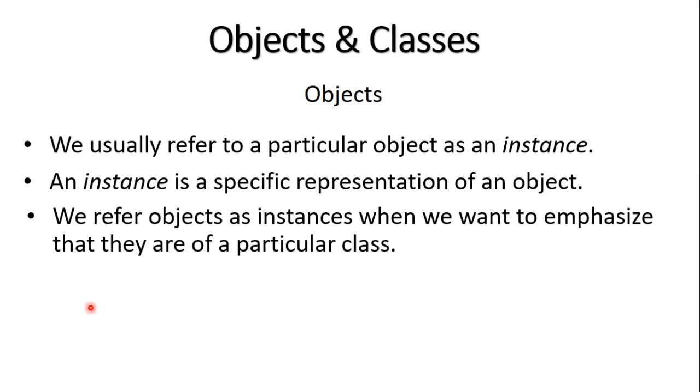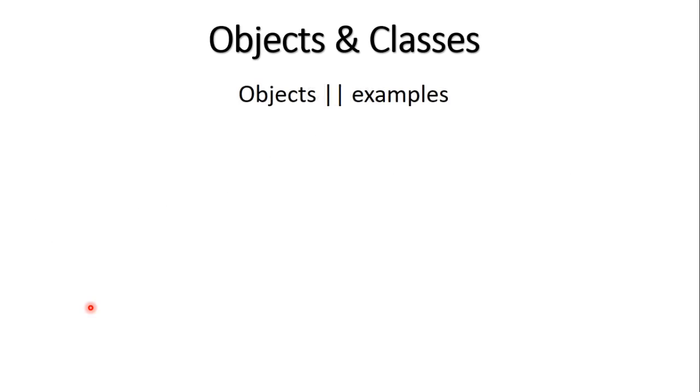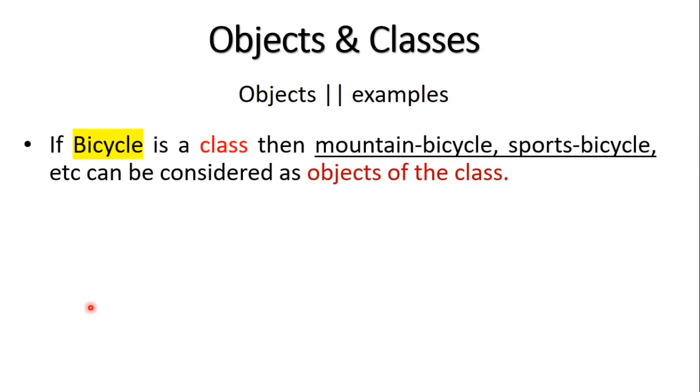So that will be termed as the instance. Now let's see a few examples. For example, if bicycle is a class, then mountain bike or mountain bicycle, sports bicycle, etc. can be considered as objects of the class. Right? Bicycle is a class. There are different types of bicycle, right? Mountain bicycle, sports bicycle. So these types of bicycles will be considered as objects of the class. So I hope you have understood this.